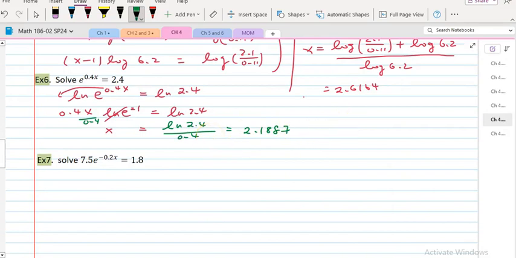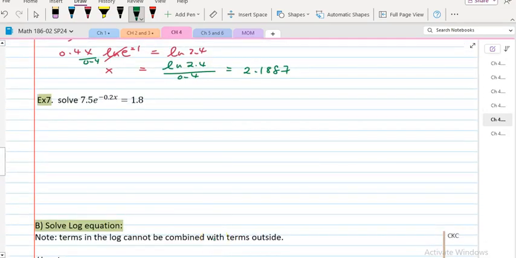Okay, so another function with e. This too shows up a lot in work problems. First we have to clean up the 7.5. You can't do ln right away unless there is nothing in front of the e power. So e to the negative 0.2x is equal to 1.8 over 7.5. Unless this is an easy number to divide, you just keep it. Now we're going to add ln.